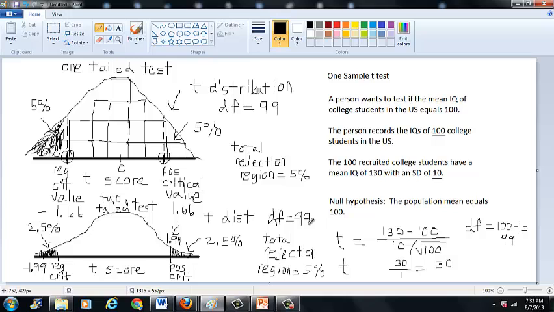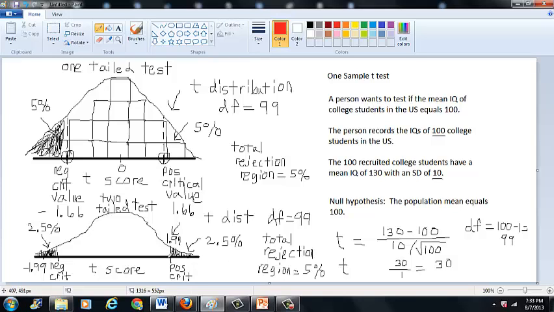I also need to explain the p-value. The p-value is actually different than the rejection region. The rejection region has to do with the area at the critical value or beyond the critical value. What the p-value is, is the total area or the percent of combinations that are at the t-score of your sample or beyond it.